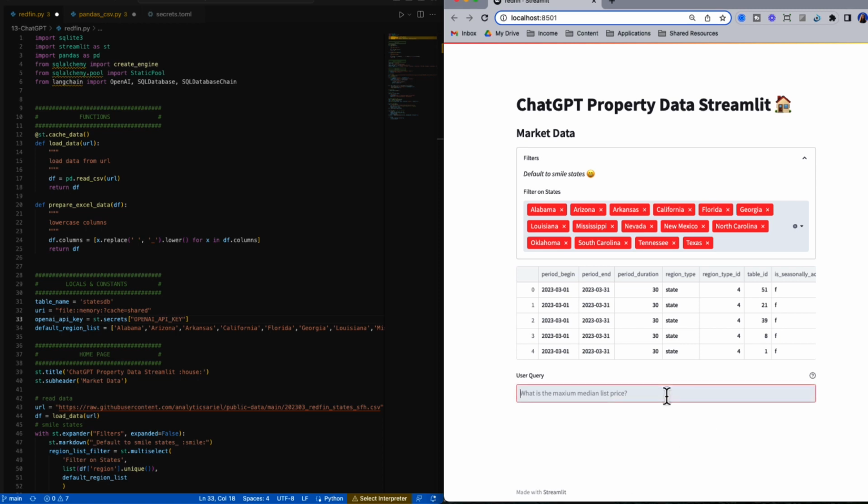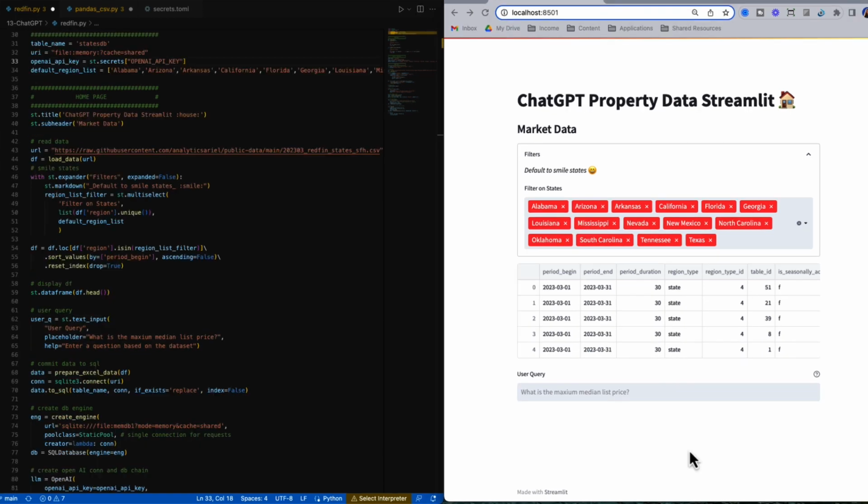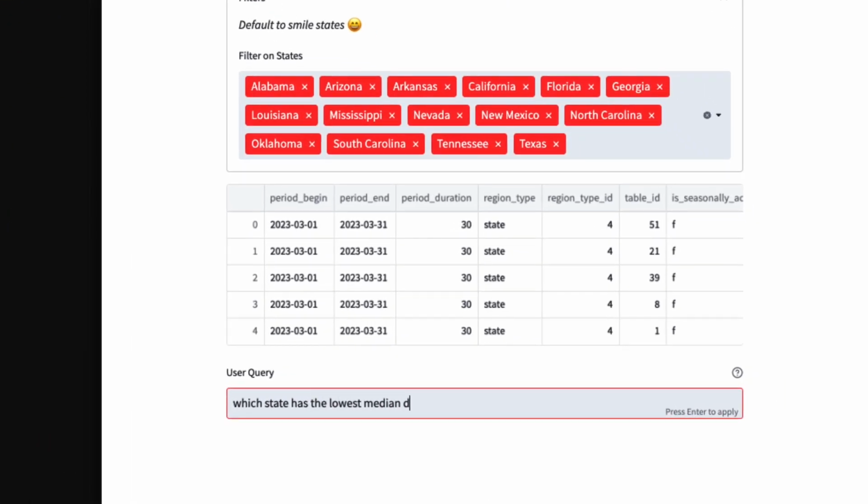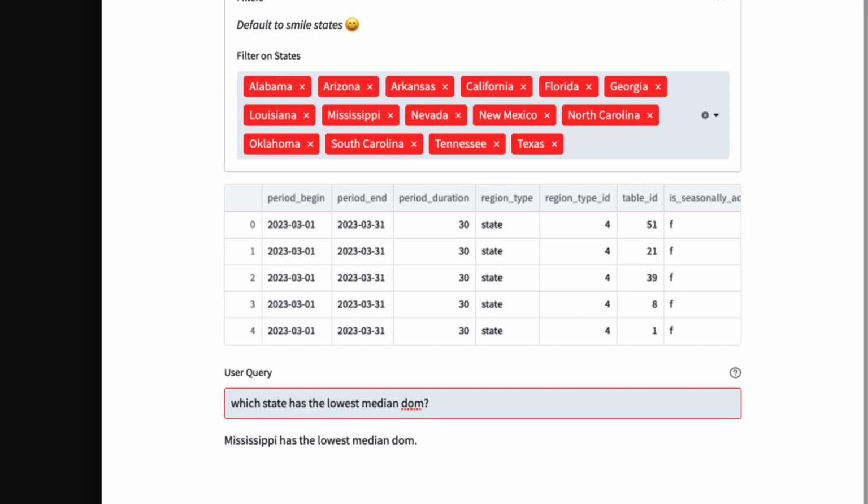I've already loaded in my OpenAI API key, and here I can ask a question. Let's ask ChatGPT a question about our dataset. We could ask something simple like, which state has the lowest median days on market? Knowing the lowest median days on market could possibly tell us which state is the hottest, meaning that it's mostly a seller's market. Here we could see Mississippi has the lowest median days on market.